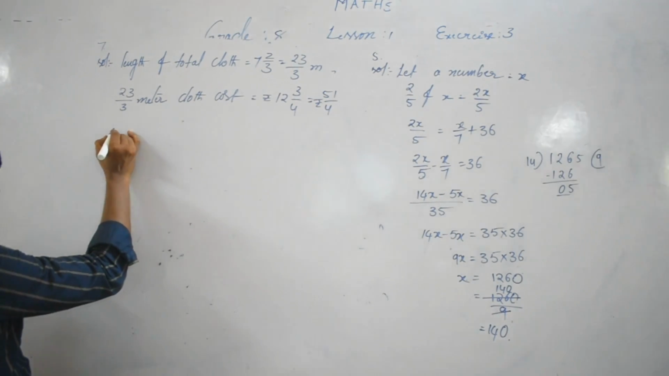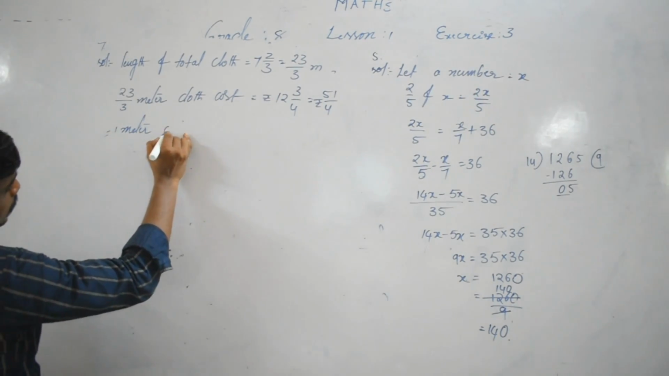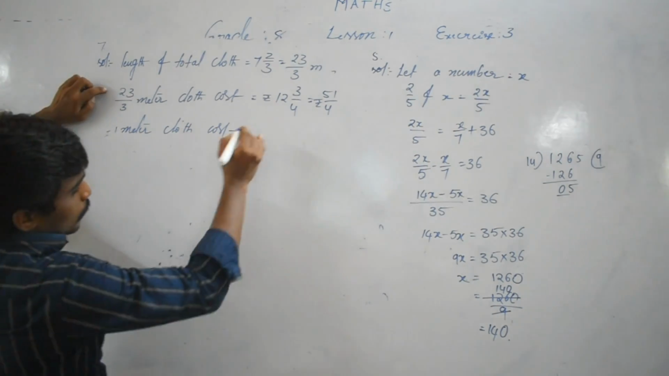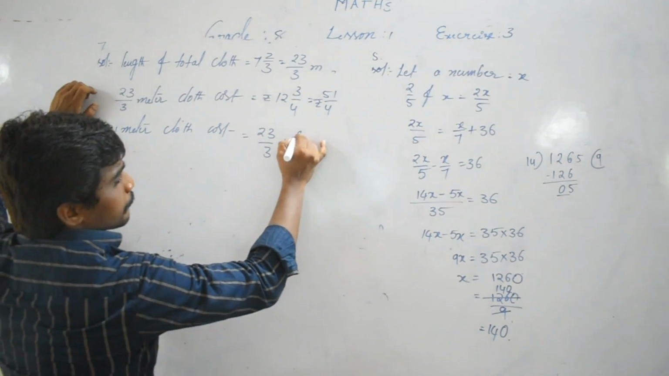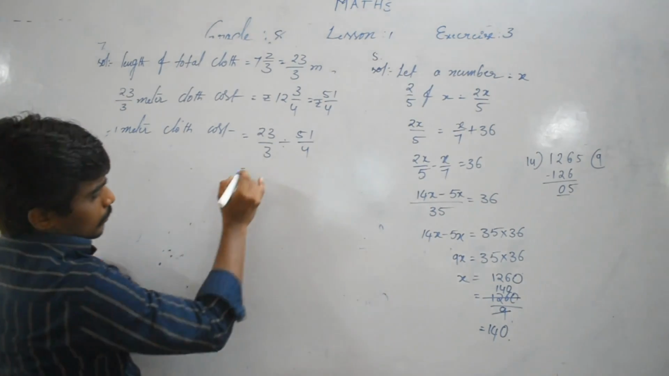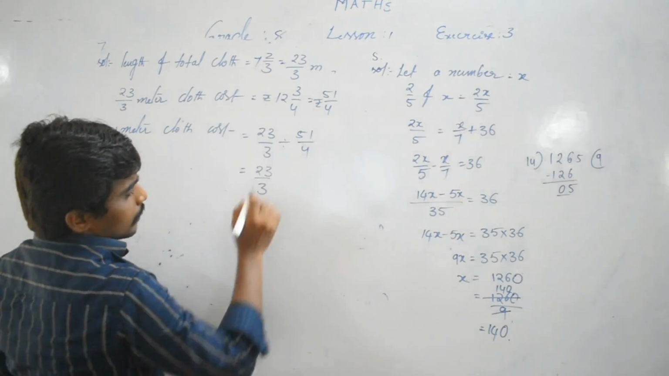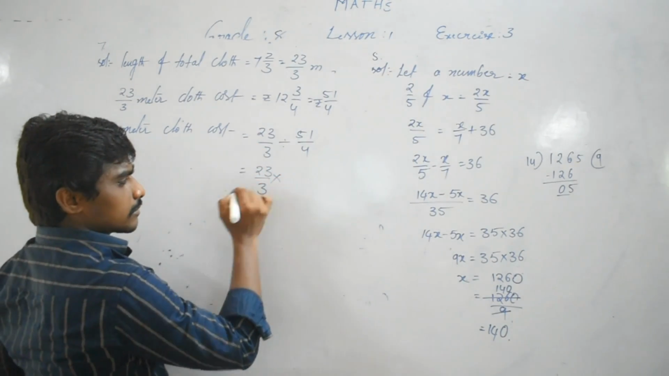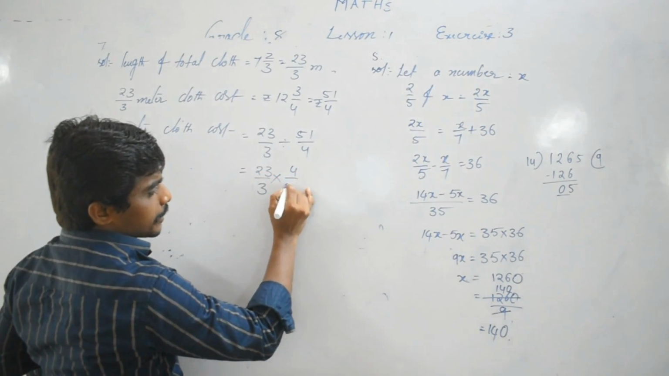So, 1 meter of cloth costs how much? So 23 by 3 divided by 51 by 4. Here we cross multiply, change the symbol, and take the reciprocal, 4 by 51.